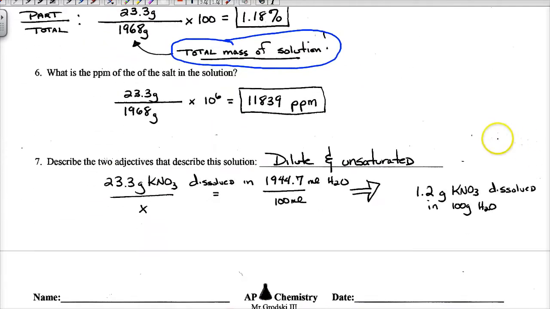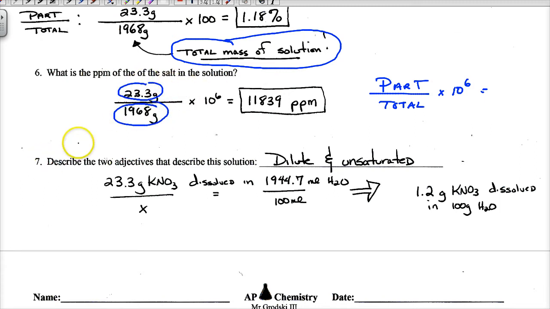What is the parts per million? Well, parts per million is the same thing. It's part over total that we're talking about. Now again, total mass of solution. This is mass. Instead of multiplying by 100, we're multiplying by 1,000,000. If it was parts per billion, you change that number. So it's so simple. I take the part of my KNO3 over the total mass of the solution, because it's based on mass, and I multiply it by 1,000,000. Very simple stuff there.